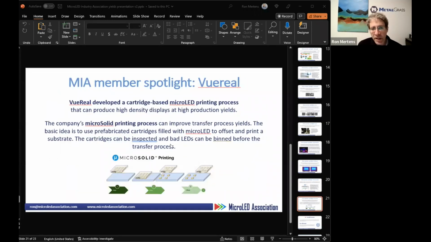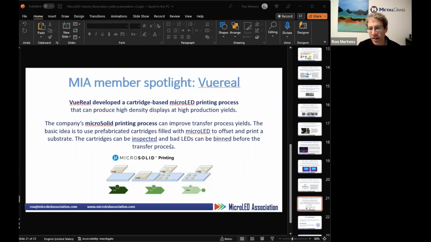And the final company we have is ViewReal from Canada. Another early stage company, they developed a complete process that goes from the epi wafer stage to the final production. The basic idea is that they can remove LEDs from the epi wafer and place them into what they call a cartridge, which is sort of an in-between holding mechanism for these LEDs. And then the LEDs in the cartridge are printed onto the final display substrates.